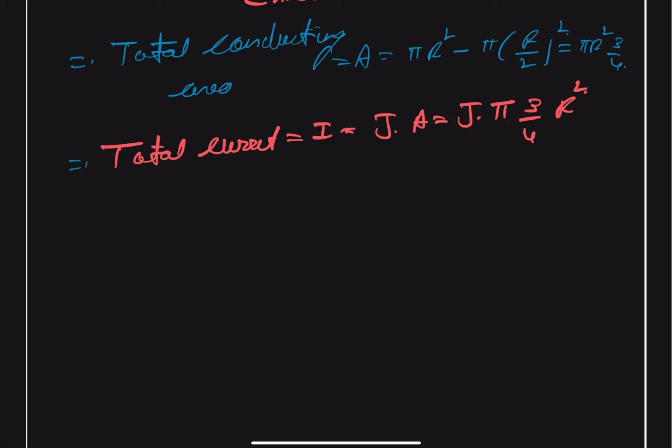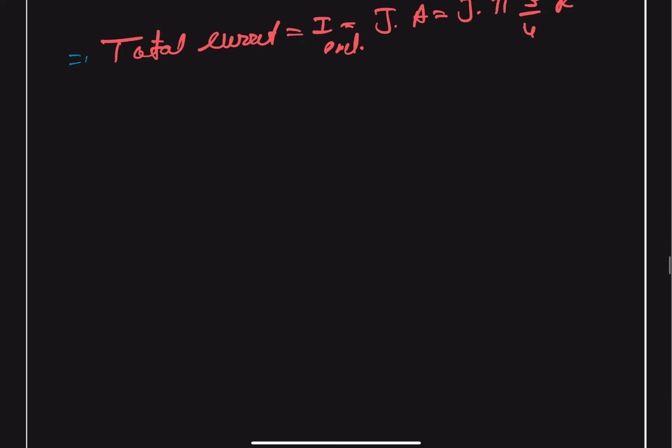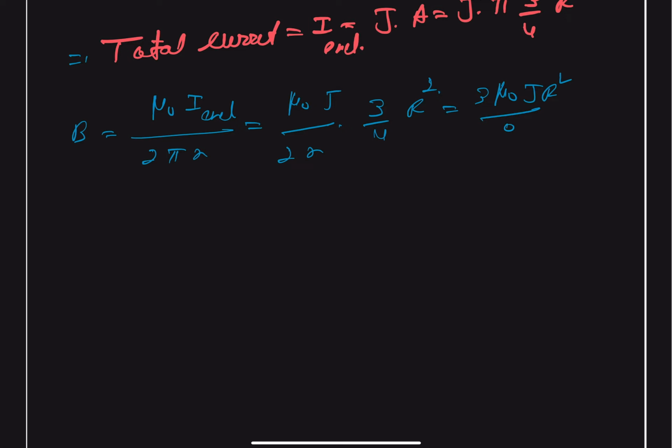Now the magnetic field, because this will be our enclosed current. So magnetic field B is mu naught I enclosed over 2 pi x. So this gives us mu naught J upon 2x, pi goes with pi, so we are left with 3 by 4 r square, and this gives us 3 mu naught J r square divided by 8, and we have 1 by x.